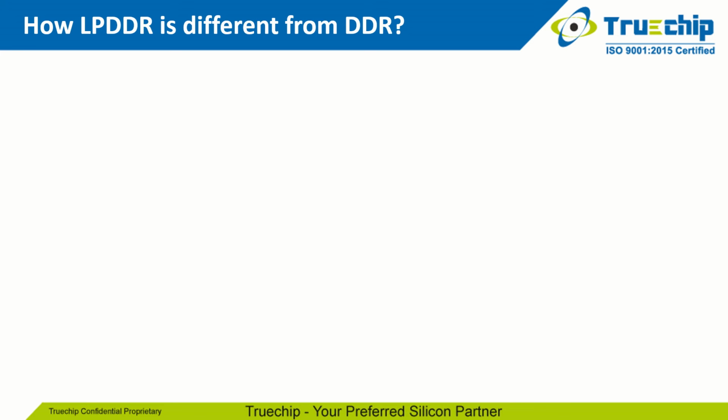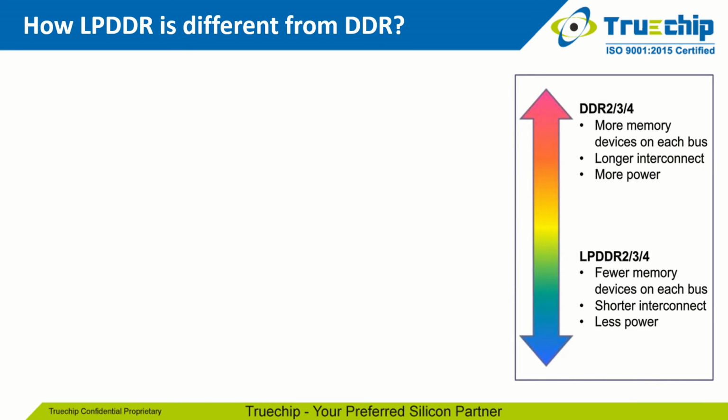Going forward, let's see why there is a need for LPDDR when DDR is already present. Now we will talk about how LPDDR is different from DDR. If you are familiar with DDR1, DDR2 and DDR3 devices, which were intended to live on a DIMM, most PCs and laptops contain DDR2, DDR3 and DDR4 devices on a DIMM. And the idea is that there are a lot of memory devices connected to each bus, typically 64-bit wide.